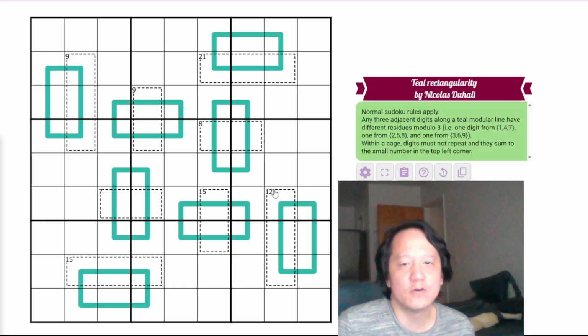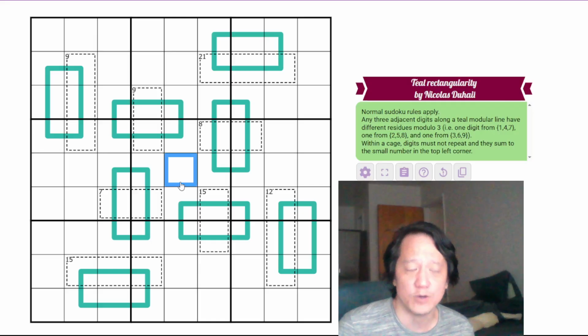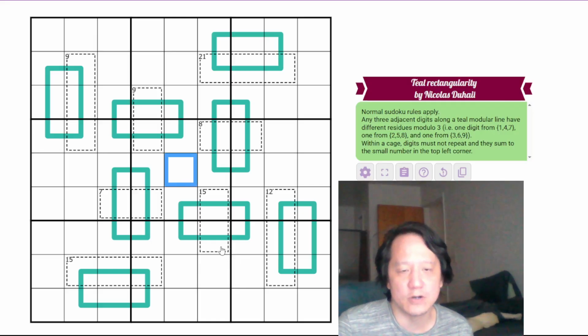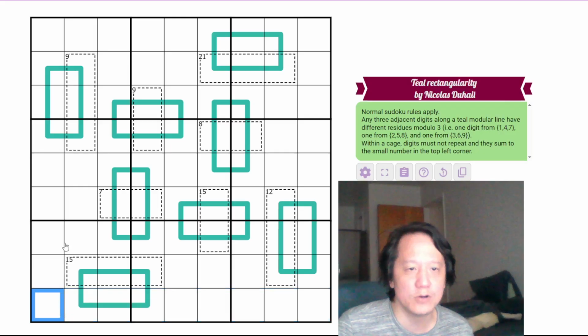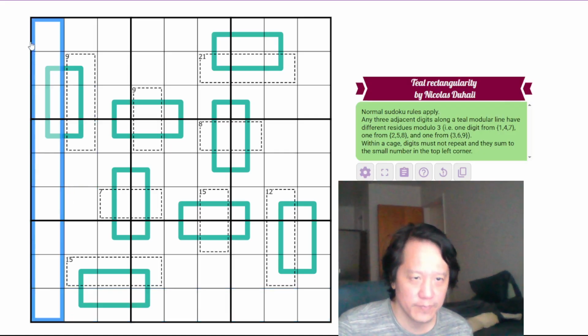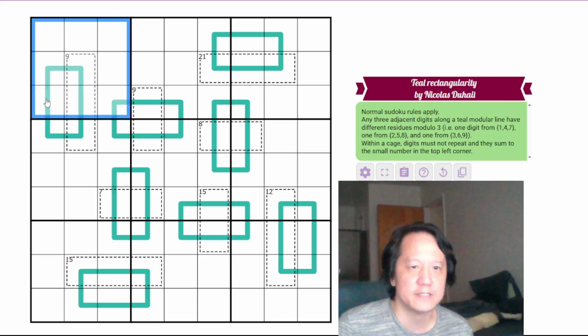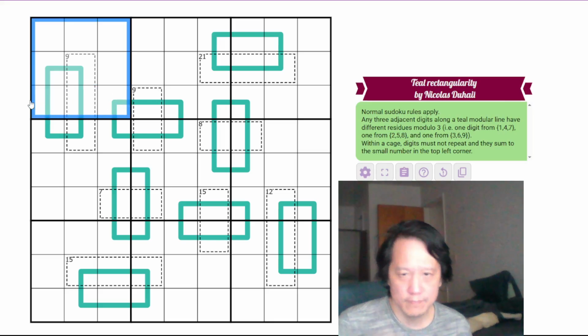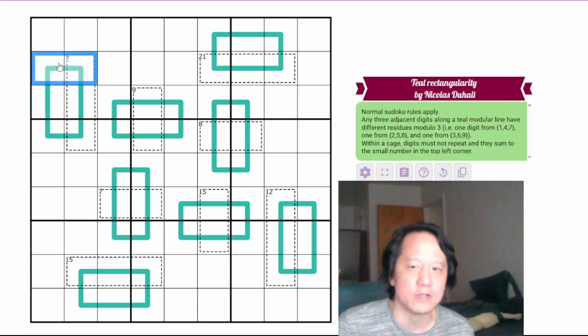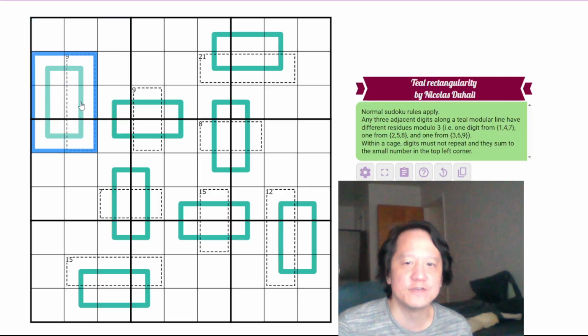Normal Sudoku rules apply, which means in every cell in the grid, place a single digit from 1 through 9, such that there are no repeats in any row, column, or designated 9-cell region. Any 3 digits along a teal modular line have different residues.